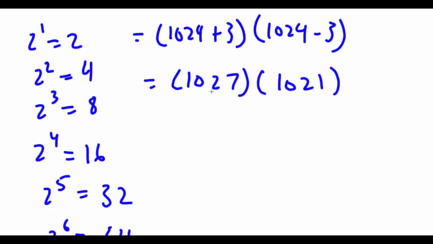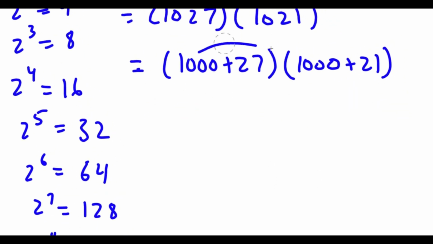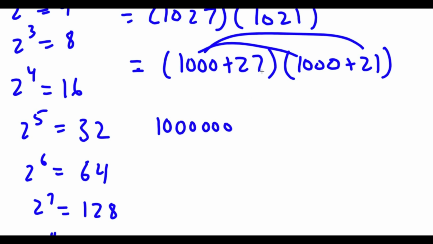And now to actually solve this, I'm going to rewrite both of these. So 1027, I'm going to rewrite as 1000 plus 27. And 1021, I'm going to rewrite as 1000 plus 21. So now to solve this, I'm going to first start by distributing the 1000. 1000 times 1000, that is going to be 1 million. Plus 1000 times 21, that's going to be 21,000.